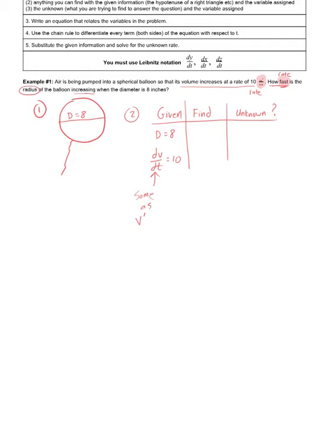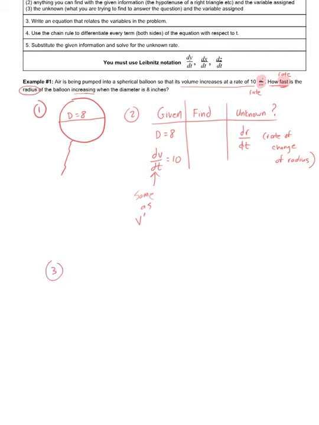So we're looking for r prime, but we're going to use Leibniz notation, dr/dt, the rate of change of radius. That is what the question is asking us for. Again, that's the same as r prime, but we're going to use Leibniz notation. Now, the third step is what equation can we find?